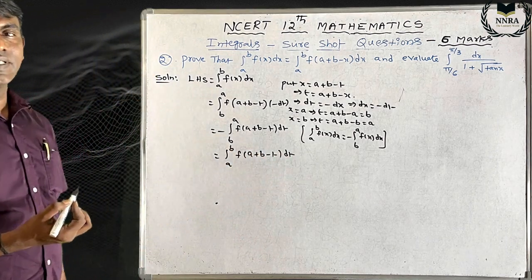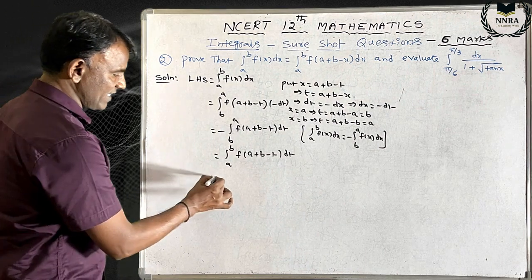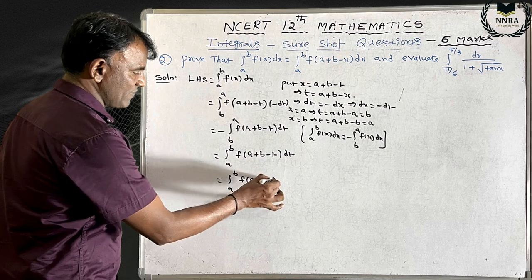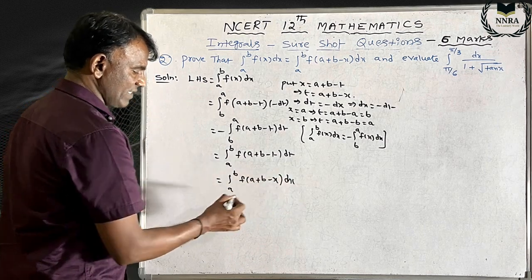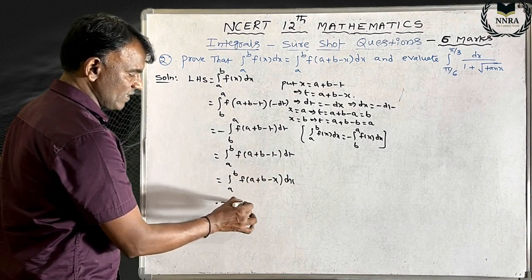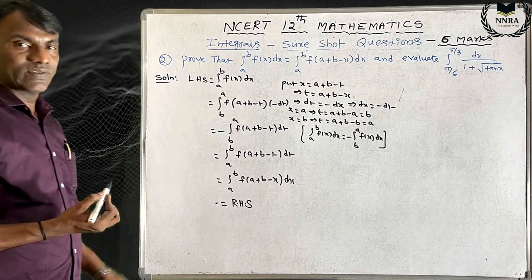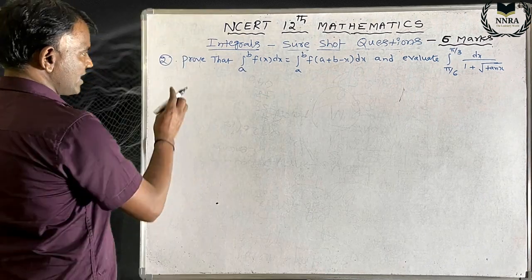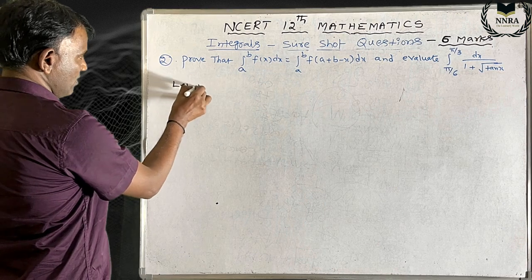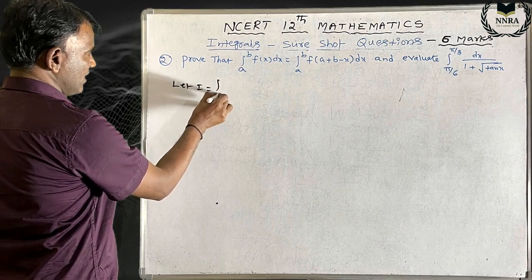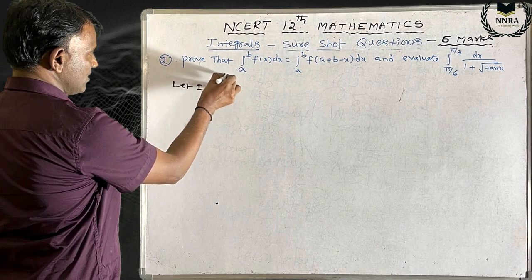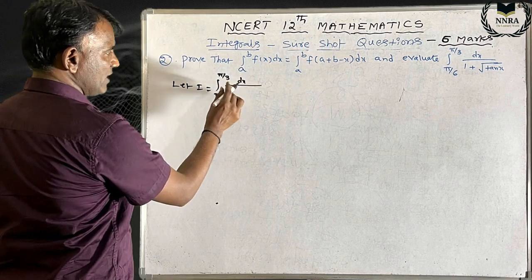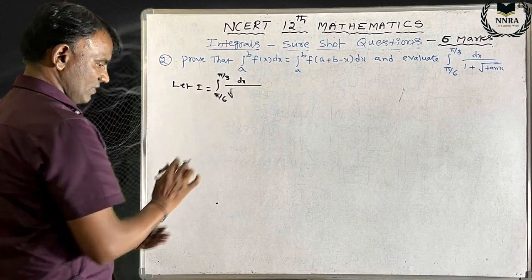x is a variable, t is also a variable. Then how to write it? Integral a to b f of a plus b minus x into dx. So that is equal to the RHS value. So LHS equals RHS. Now this is the question, right? I equals integral pi by 6 to pi by 3 dx by 1 plus root of tan x.